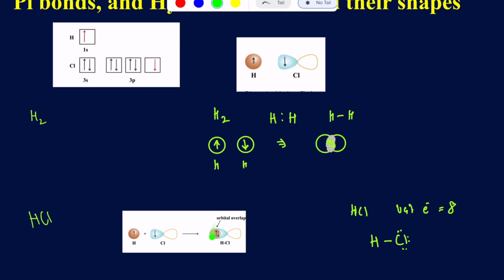And that's where the explanation comes in: there is going to be an overlapping of one s orbital from the hydrogen atom and one of the 3p orbitals from the chlorine. Remember, your s orbital from the hydrogen atom is a sphere, and your p orbital from the chlorine is a dumbbell. So you get this end-to-end overlapping, and this is how you actually make a sigma bond. Whatever you're making right here is going to be the sigma bond, which is a single bond.